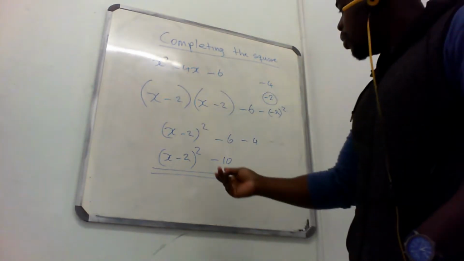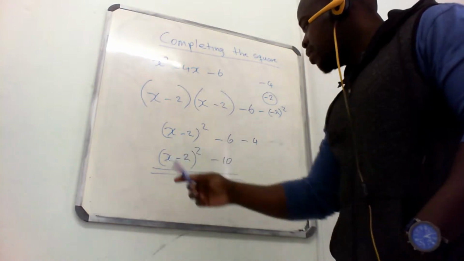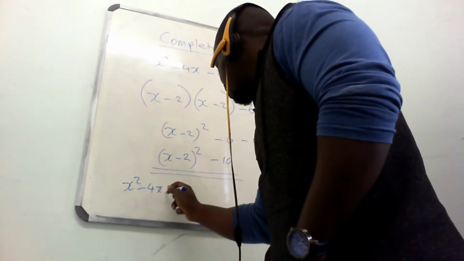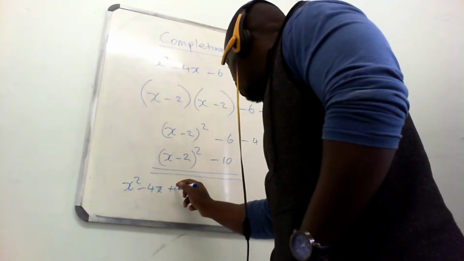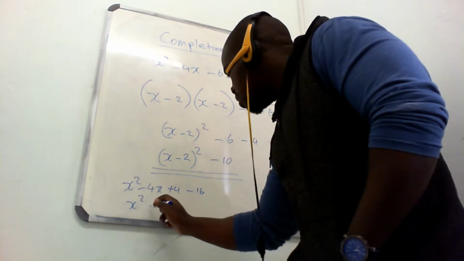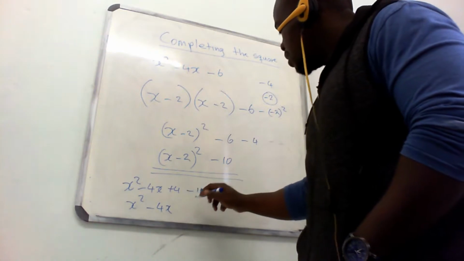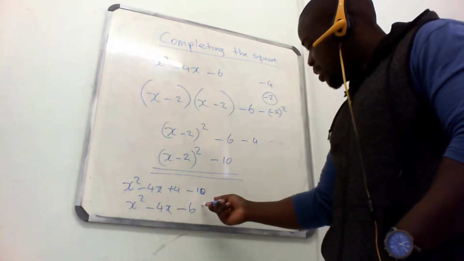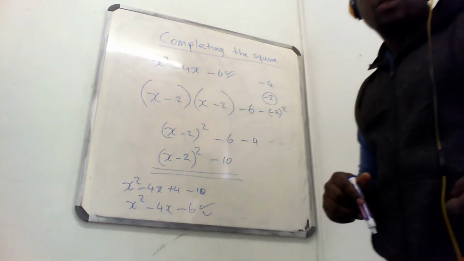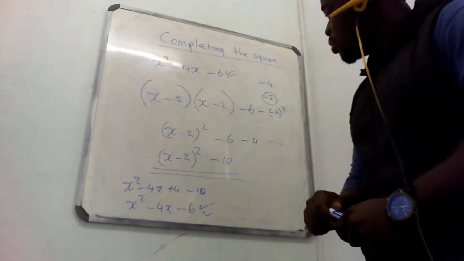Let's just prove it by going back to this one and expanding it. If you expand this, it will be x squared minus 4x plus 4 minus 10, and plus 4 minus 10 will be negative 6. So you can see that this expression is identical to the original expression. So it means our factorization was complete. This is just the first way of completing the square.